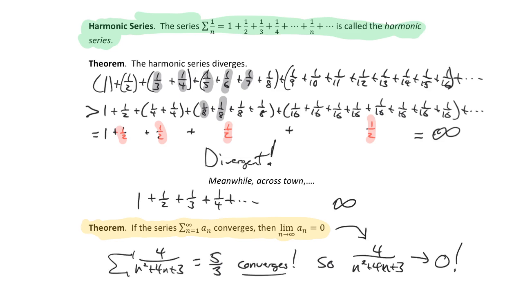Okay? Now, here's the danger. Just because the terms go to 0 doesn't mean the series converges. The harmonic series is a classic example of that. 1 over n. If n is really large, that's almost nothing. The terms go to 0, but the series still diverges. So you've got to be super careful.